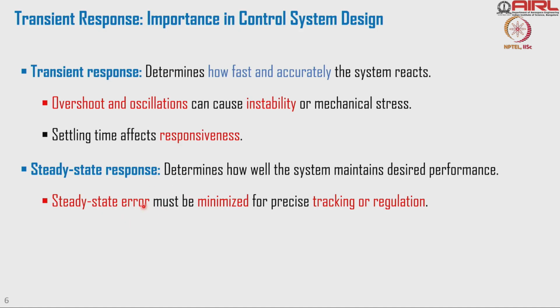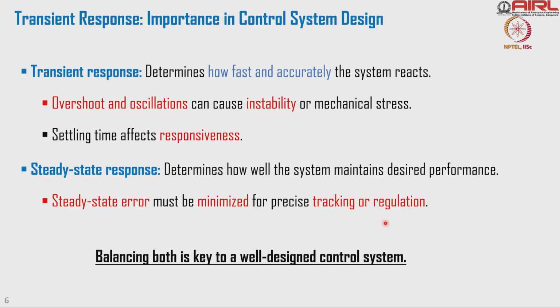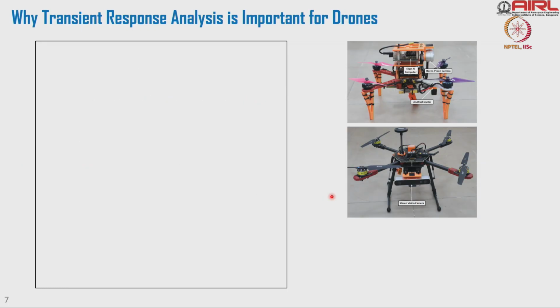So we need to look at this error to be minimized to satisfy the requirement of the controller. Whether you are doing tracking or regulation, you need to understand this and modify the feedback control mechanism such that it satisfies the requirement. Balancing between both transient and steady state response is very important. Once we talk about controller design, we will go into details about it.